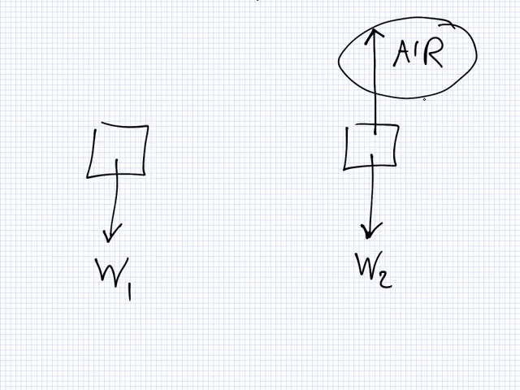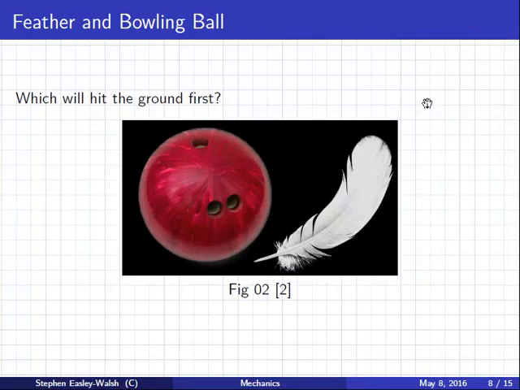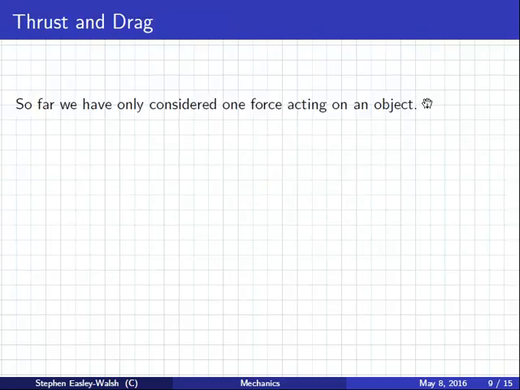Will that take it longer or shorter to hit the ground? Longer, yeah. So what's happening here is that the feather has two forces. The bowling ball has one force. What's the force on the bowling ball? It's just the weight. And the feather? The weight and the air resistance. But the ball does too, but it's so small we can ignore it.